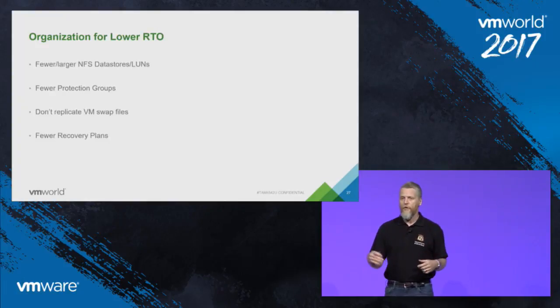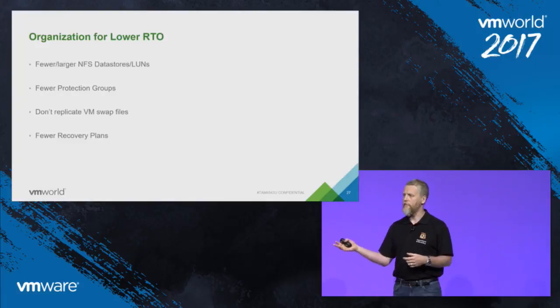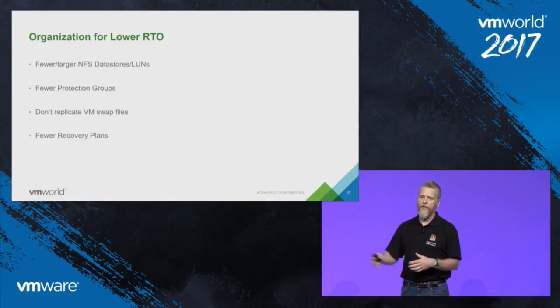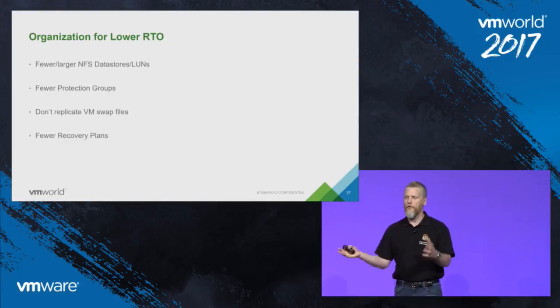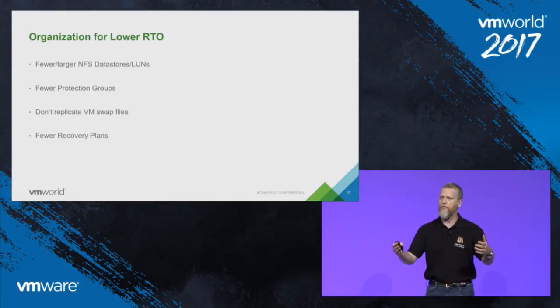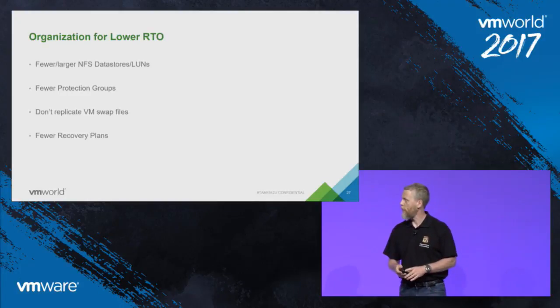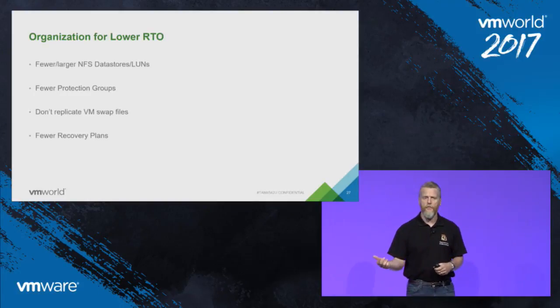Because basically when vCenter starts a VM up, if it sees that swap file, it just actually has to delete it. So if you don't have it there anyway, you're just going to save vCenter just a little bit of time. Is it going to be a huge amount of time? Probably not. But if you're looking to improve your RTO in every way possible, that's something that you might want to think about. Fewer recovery plans, that's another one.